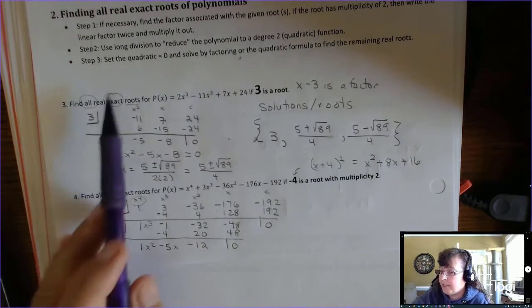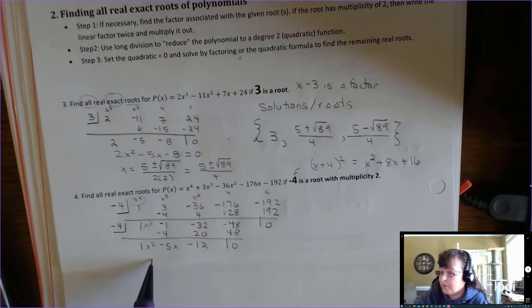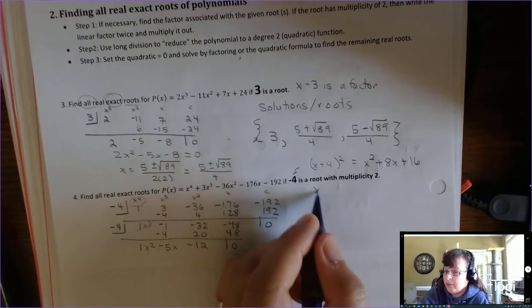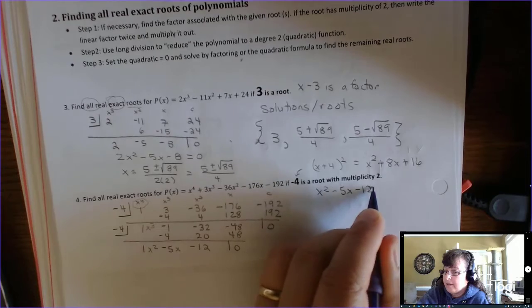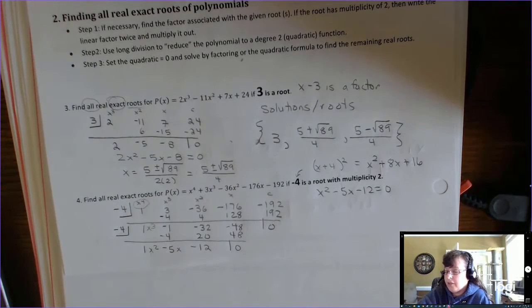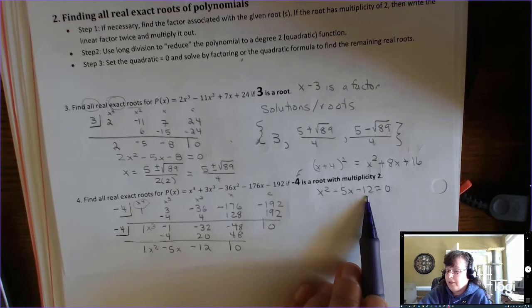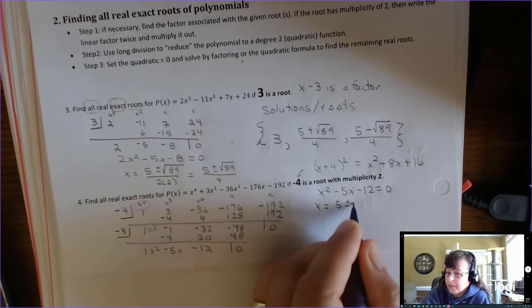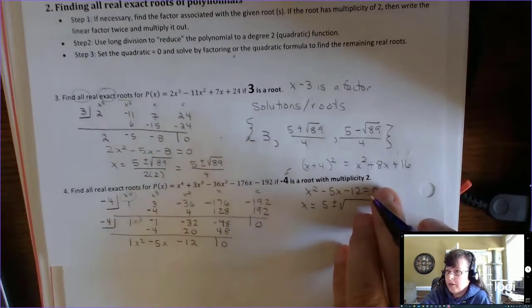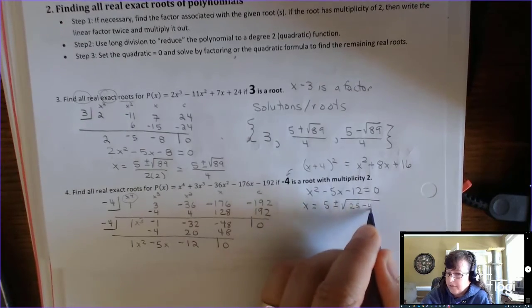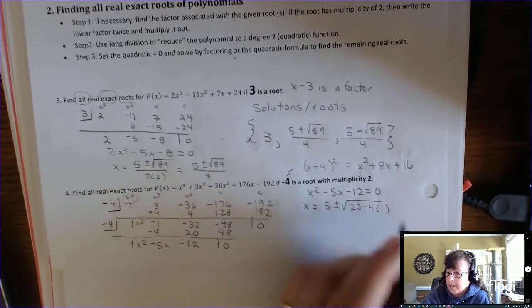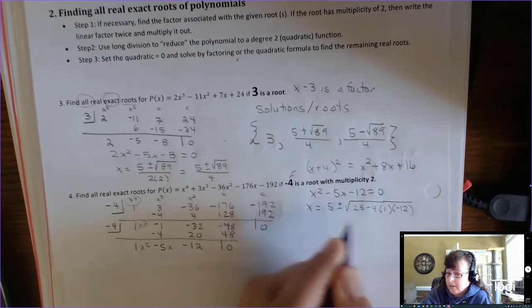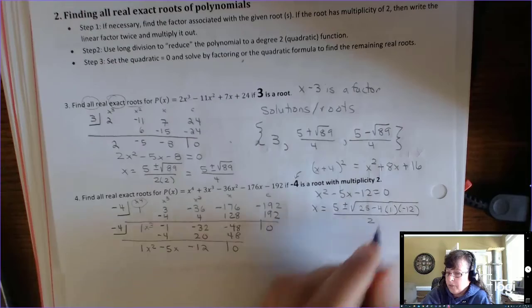Okay, so now we're finally at step 3, set this quadratic. We were able to get it down to a quadratic equal to 0, and then you have to either factor that or use the quadratic formula. Are there factors of 12 that subtract to be 5? 1 and 12? No. 2 and 6? No. 3 and 4? No. So this we'll have to use the quadratic formula. 5 plus or minus the square root of negative 5 quantity squared, which is 25, minus 4 times 1 times negative 12, all of that over 2 times 1.